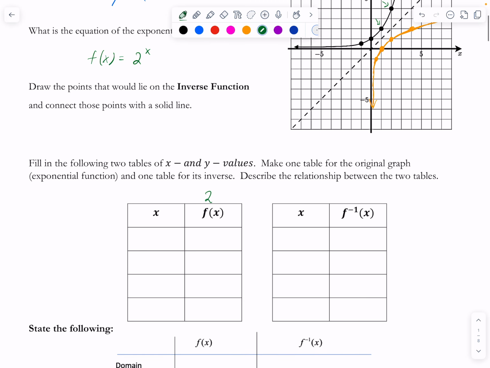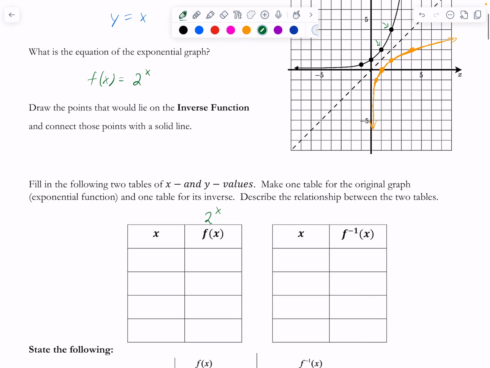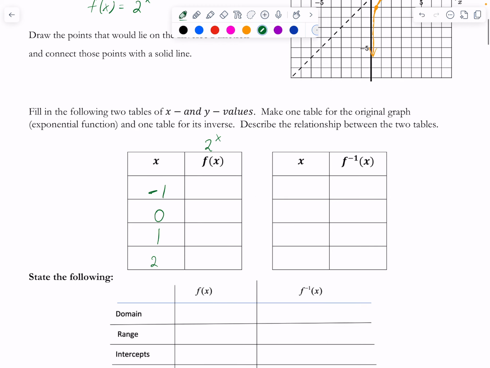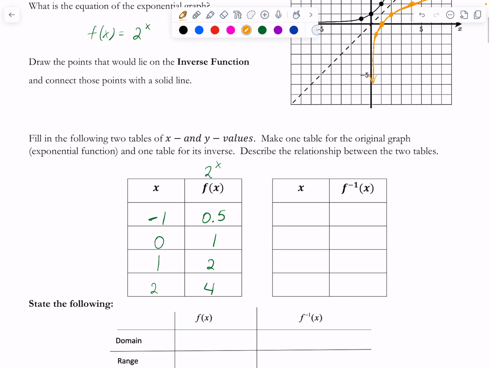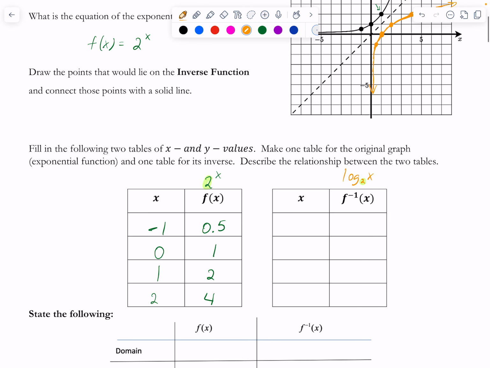So let's put in our values. For this one it was 2 to the power of x. We plugged in, there's only 4 of them, so we didn't use -2. We used -1, 0, 1, and 2. But you will use 5 of them. So that was 0.5, 1, 2, and 4. And for the inverse of this, which is called log base 2 of x, you're going to match this base with that base. We're going to change the x and y's. So (0.5, -1), (1, 0), (2, 1), and then (4, 2). They switch places.